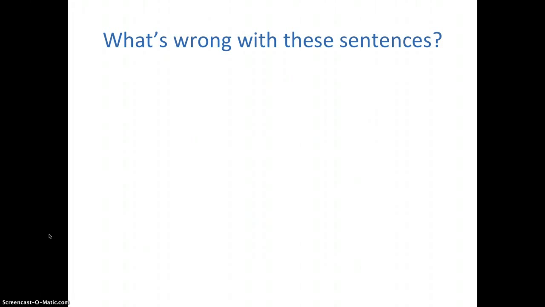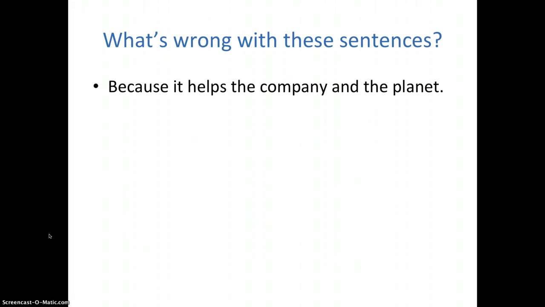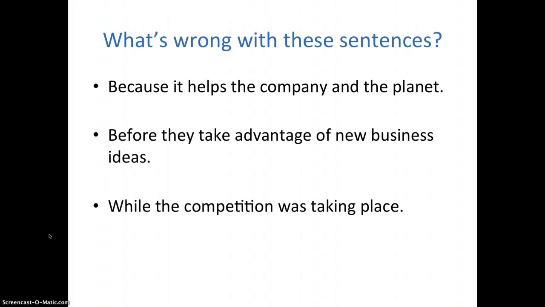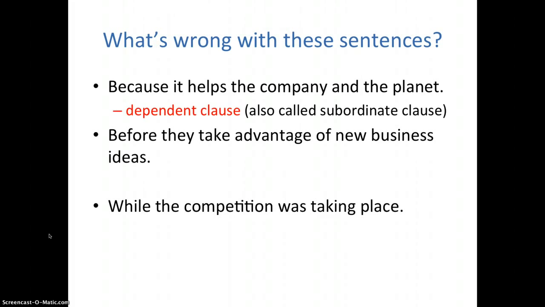What's wrong with these sentences? Because it helps the company and the planet before they take advantage of new business ideas and while the competition was taking place. Because it helps the company and the planet, that's a dependent clause because it's starting with because. So we might also call that a subordinate clause. Before they take advantage of new business ideas, also a dependent clause. And while the competition was taking place, again, a dependent clause.